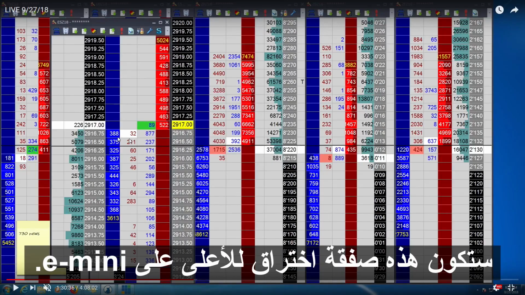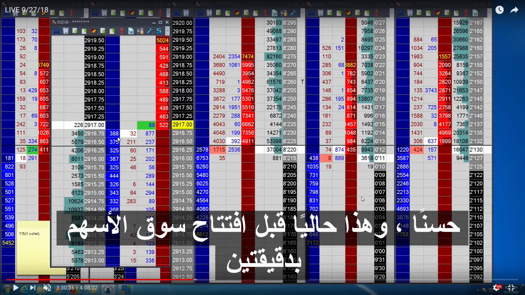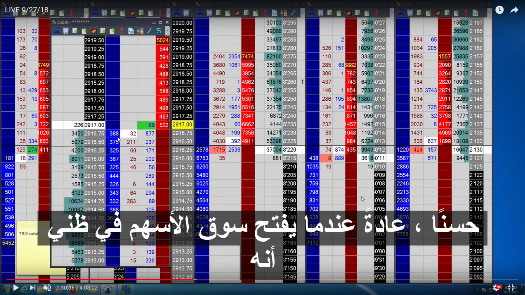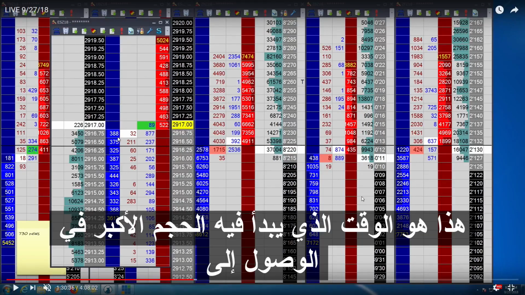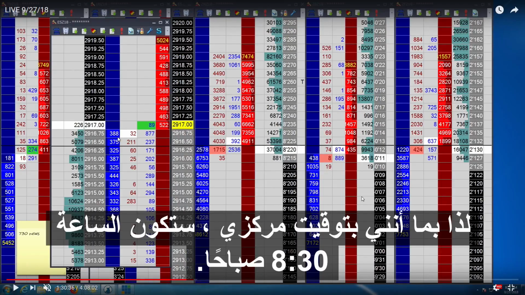This is going to be a breakout trade to the upside on the E-mini ES. Currently this is 2 minutes before the stock market opens up. So usually when the stock market opens up at, I think it's 9:30 New York time, that's when the most volume just starts coming in at exactly the opening bell. So since I'm Central Time, it would be 8:30 a.m.